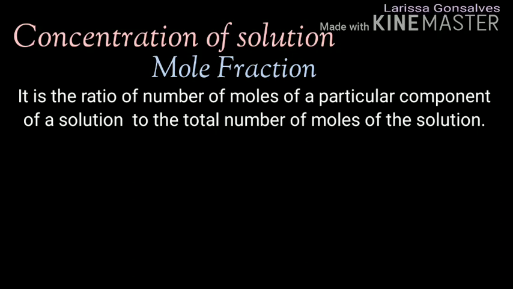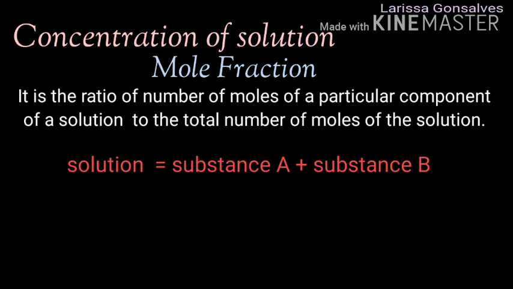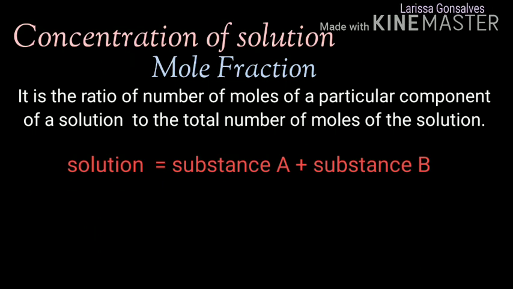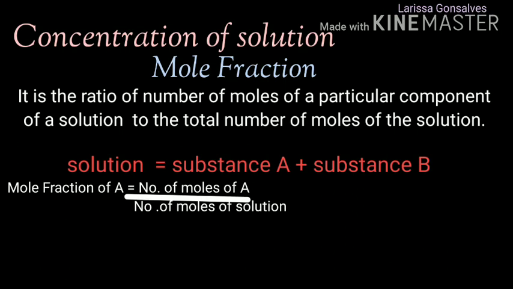Now imagine we have a solution which is formed by dissolving substance A in substance B. So their number of moles will be represented as Na and Nb. N is used to denote number of moles. A and B are the substances which we have considered. So the mole fraction of A is equal to number of moles of A divided by number of moles of solution.